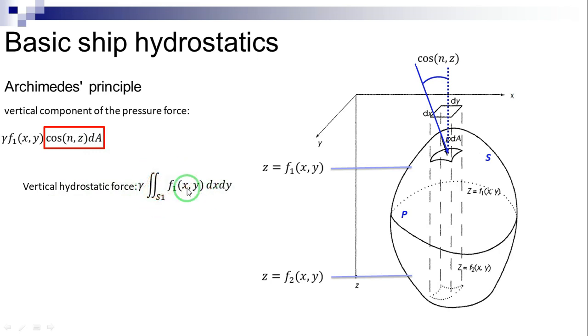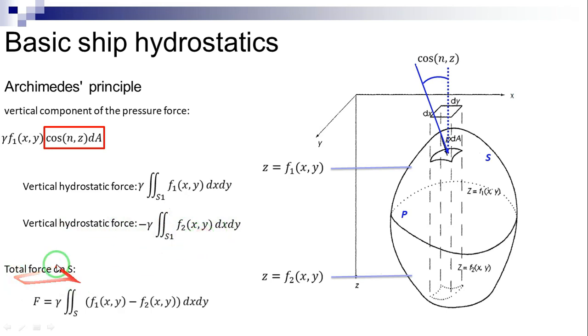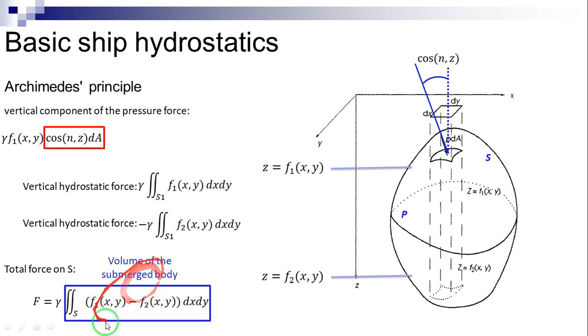Let us consider now an element of S2 opposed to the one we considered on S1. We reason as above, taking care to change signs. We conclude that the hydrostatic force on S2 is obtained using this equation. Then the total force on S is given by this integral equation. The integral in this equation in fact yields the volume of the submerged body. Thus F equals the weight of the liquid displaced by the submerged body.